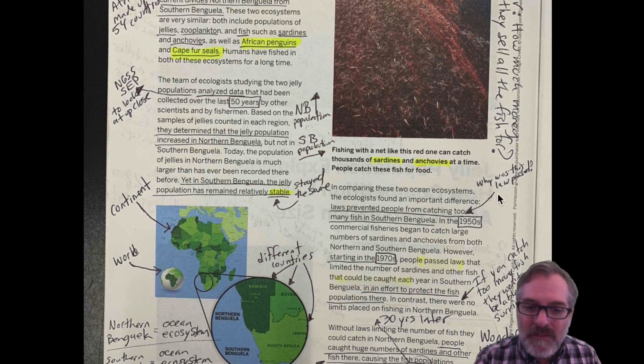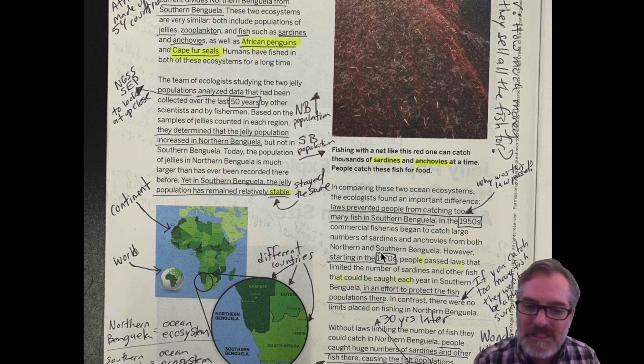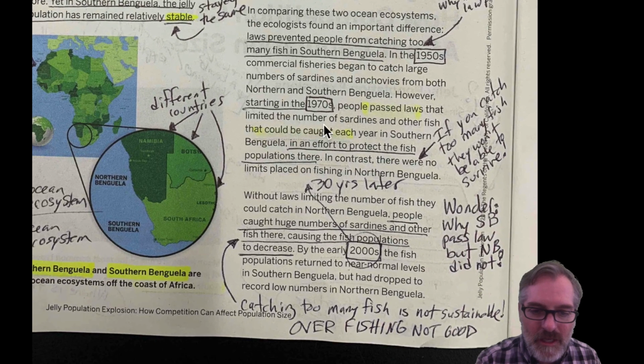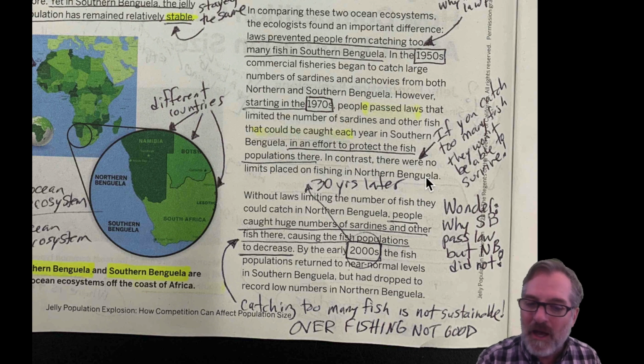Okay, and then they start talking about how they've been fishing since the 50s, but they had to implement some laws. So in the 70s, I think southern Bangla passed a law saying, hey, we can only fish so much. We need to put a limit on this. And if you catch too many fish, they won't be able to survive, or at least that's what I had in a question. Yeah. In 1970, southern Bangla, in an effort to protect the fish population there, passed a law saying there was a certain limit. In contrast, northern Bangla did not pass any laws.